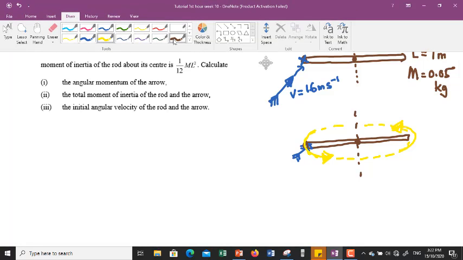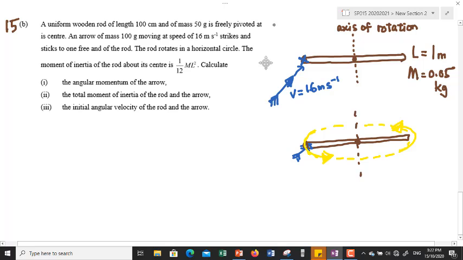So this will be our initial situation, and this one will be our final situation. After the arrow sticks on the free end, the rod starts to rotate. Okay, then we are given the moment of inertia of the rod about its center is 1/12 ml squared. So this is the formula to calculate the moment of inertia for the rod.